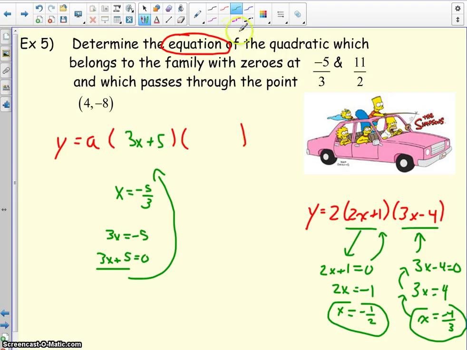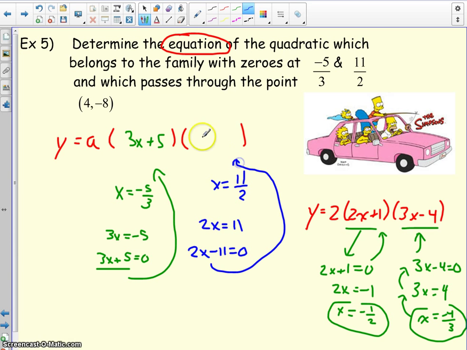For 11 over 2 I'm going to do something similar. I'll start with x equals 11 over 2. Multiply both sides of the equation by 2 to get 2x equals 11, and bring the 11 over through subtraction to get 2x minus 11 equals 0. So my original factor up here would have been 2x minus 11. This looks much more proper, there are no fractions inside the factors, and this is what I would expect from you guys, given these zeros, to be able to create the factored form. So my factors are 3x plus 5 and 2x minus 11 to start, and I still need to find that a value.